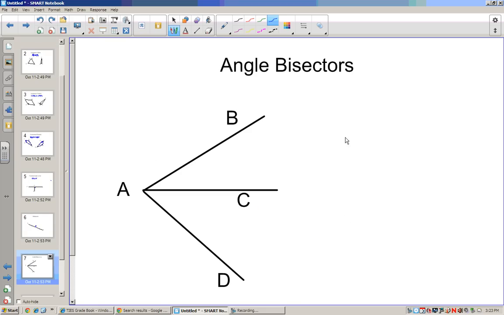Now our last thing we want to look at is angle bisectors. This angle BAD is being bisected by ray AC. Put some arrows on there. So to show that this is being bisected, we can make these little marks here to show that these two angles are equivalent.